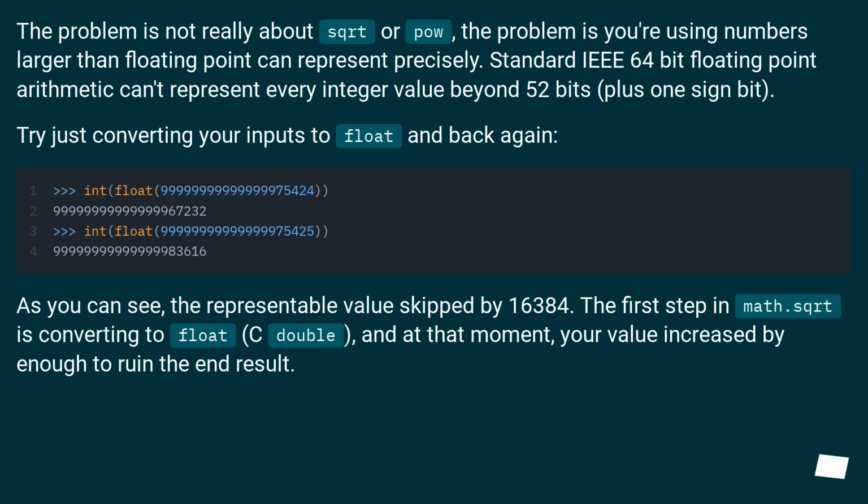As you can see, the representable value skipped by 16,384. The first step in math.sqrt is converting to float, see double, and at that moment, your value increased by enough to ruin the end result.